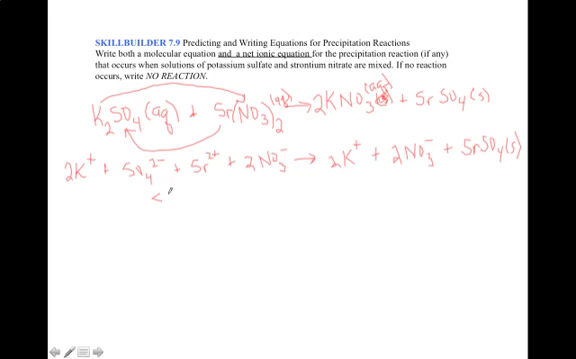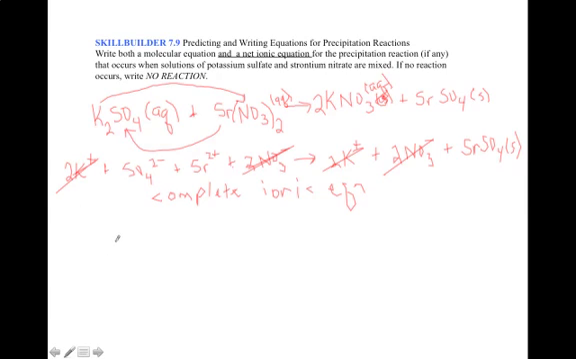Okay, so that is our complete ionic equation. Now let's cancel what we can cancel. So potassium occurs over here, 2 potassiums, those cancel. Okay, sulfate occurs as an ion over here, but it's in a neutral compound solid here, so we can't cancel it. We can't cancel strontium. We can cancel these 2 nitrates.